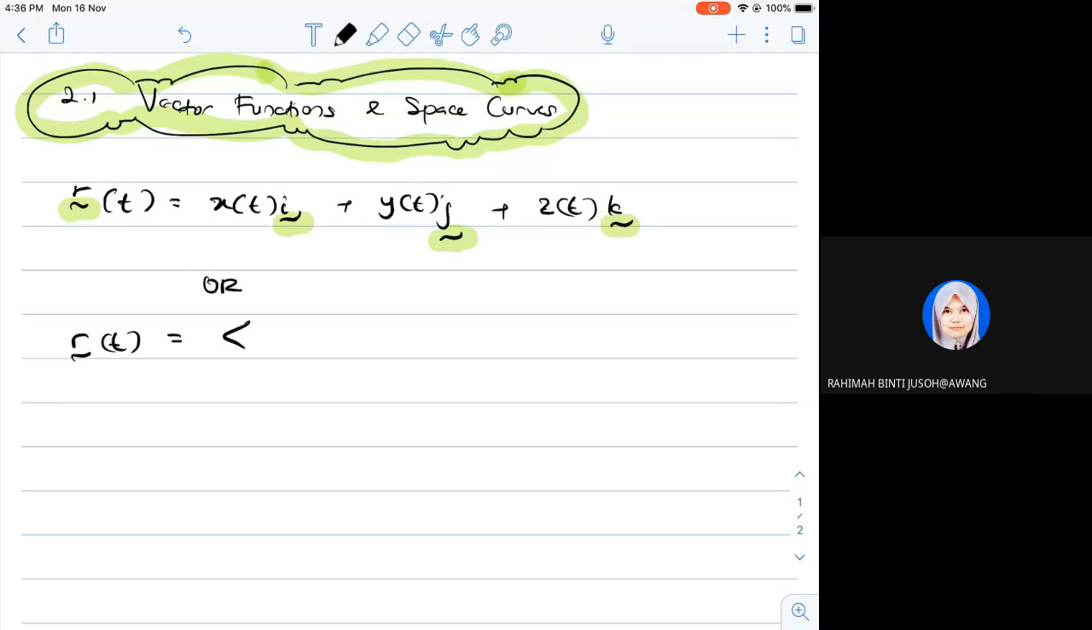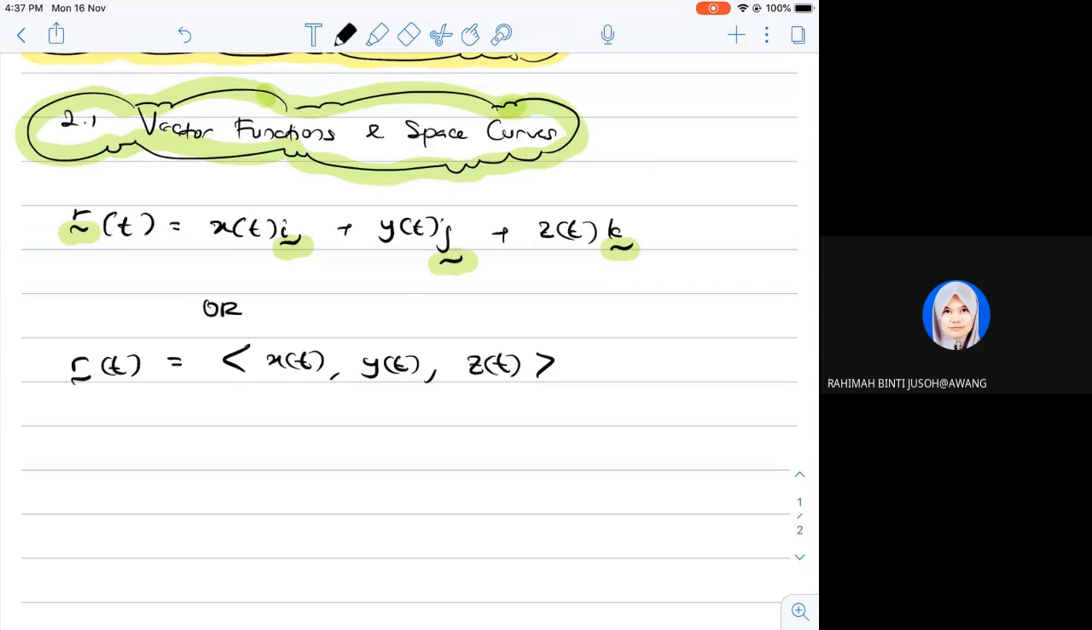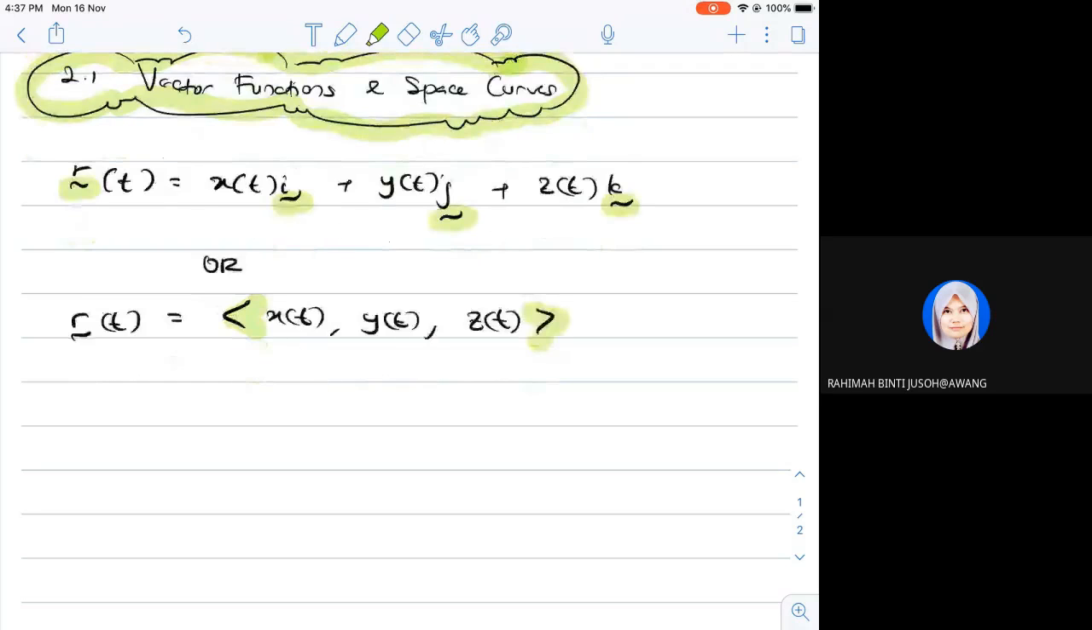Or sometimes we can also write the vector as an acute bracket, sharp bracket, xt, yt, and zt. So it's up to you, either you want to use ijk or you want to use the sharp bracket for a vector. These are the notations. We already learned about vectors indirectly in chapter 1, in the equations of lines and planes. If you still remember, we learned vectors in chapter 1.